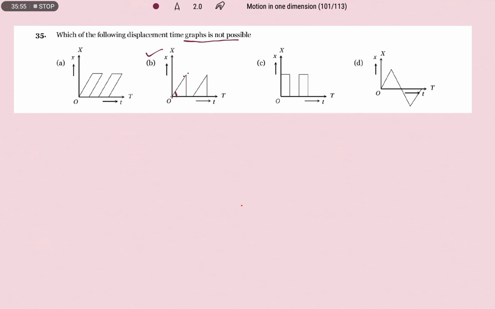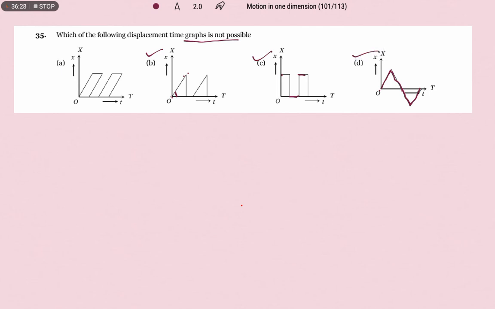And what about this? The particle is moving from some value of x, coming to 0 position, and then again continuing its journey, moving in the forward direction and backward direction. This can also be possible. So uniform motion with positive velocity and with negative velocity, in opposite directions. This can be possible and this can be possible.